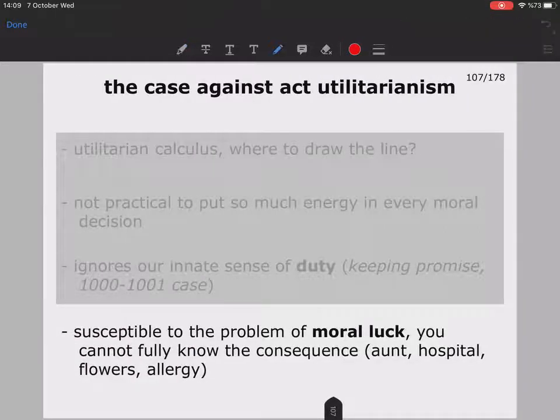And it is open to the problem of moral luck. What is moral luck? You cannot fully know the consequence of an action because it is in the future, okay? What you do as an action is now. I mean, you can understand what it is, but the result is in the future. You cannot predict the result directly.